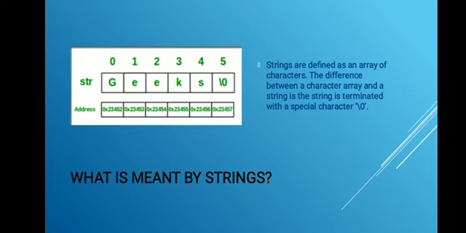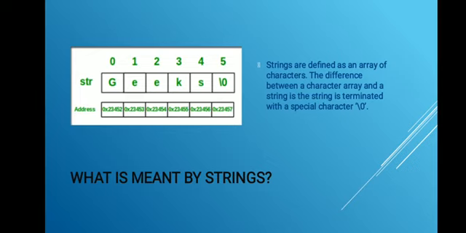If we declare a variable using a character array, it does not terminate with a null character. Whereas if we declare a variable using a string, then it is terminated with the special character, which is the null character.